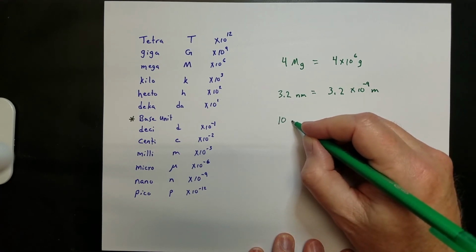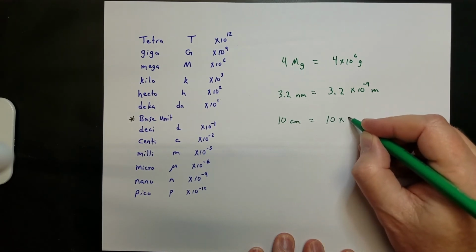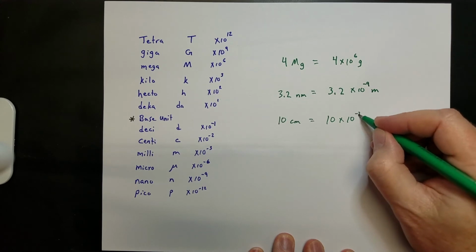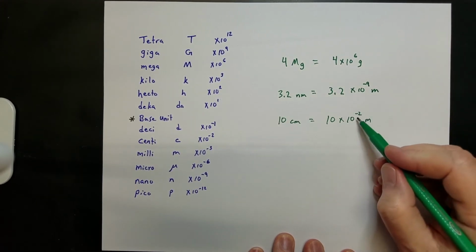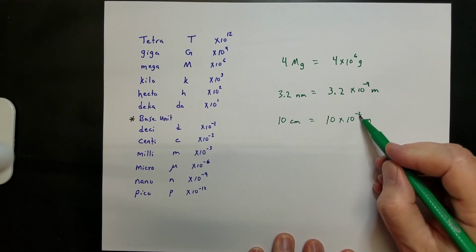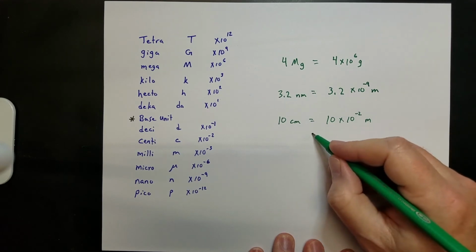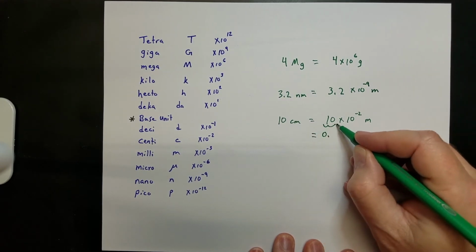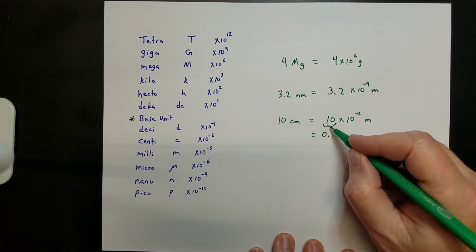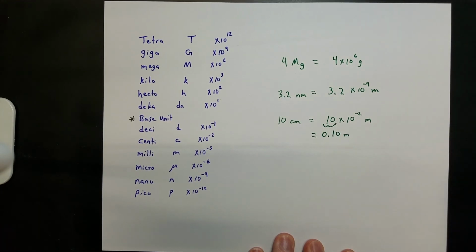10 centimeters would be 10 times 10 to the minus 2 meters. Well, if you remember back in scientific notation, that means we're going to move the decimal point, since it's negative, 2 spots to the left. So that becomes 0.10 meters.